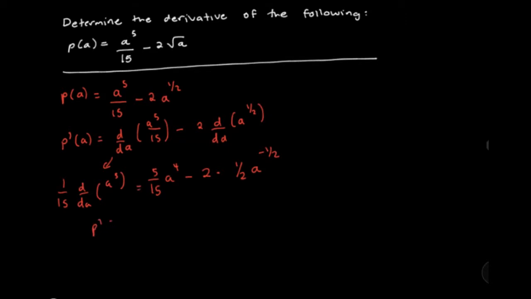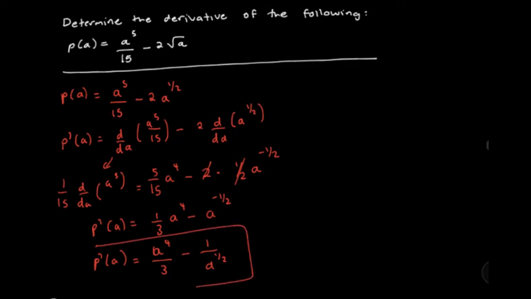And in this case, p prime of a, if I clean up some of these terms, you should get 5 over 15, which is 1 over 3. Let's make this 1 over 3. a to the power 4 minus 2 times 1/2 cancels out. a to the power negative 1/2. And if you want to keep positive exponents, we have p prime of a is equal to a to the power 4 over 3 minus 1 over a to the power 1/2. Or you can do square root a. Right? And you can leave your answer like this. Okay, and that's the derivative.